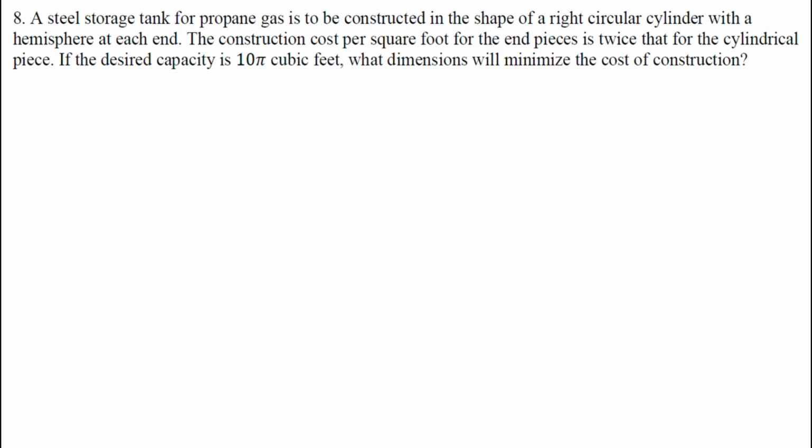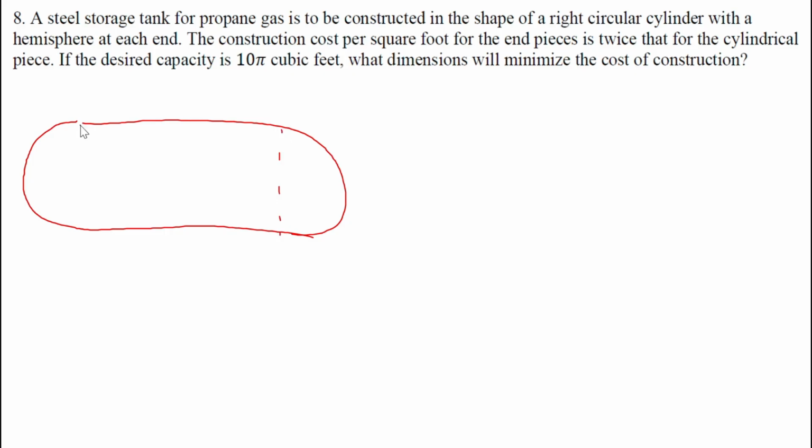So for this next one, we are looking at a steel storage tank that's going to look like a cylinder with hemispheres at the ends. So basically we've got a hemisphere here, and then, well, that's not very good, but good enough. We've got a cylinder with a hemisphere on each end. Right? And so we're talking about the construction cost per square foot.